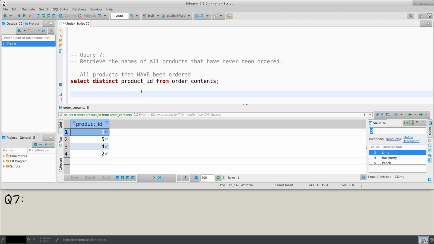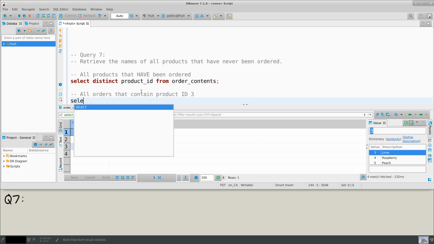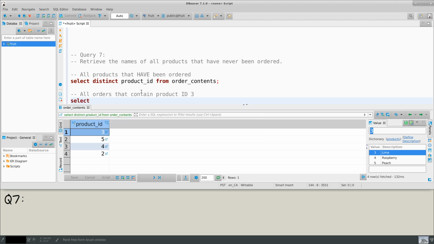What if I ask a question like this? I ask you to give me all of the order numbers that contain product ID. Let's go with product ID 3. Okay, so I'd say, well, that's easy. I can use order contents for that. Select order number from order contents where product ID equals 3. There I have it. Order 1000, 1001, 1003.